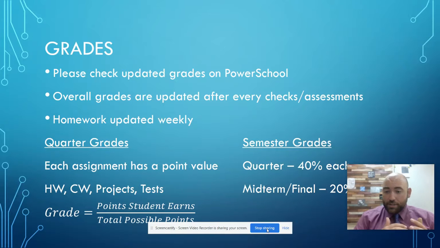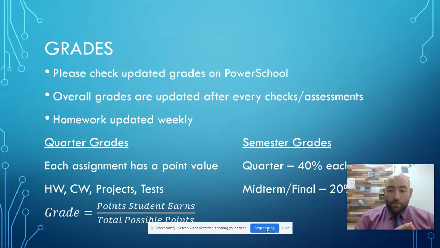Usually it's reflections, and those assignments are graded weekly. For quarter grades, each assignment has a point value. So we may have a homework assignment that's worth 5 points. Maybe there's a classwork assignment that's worth 10 points.